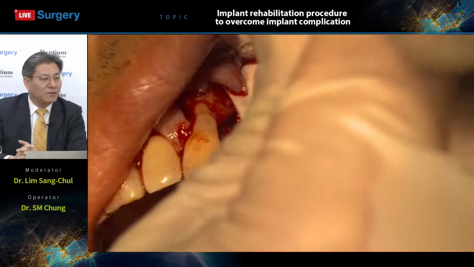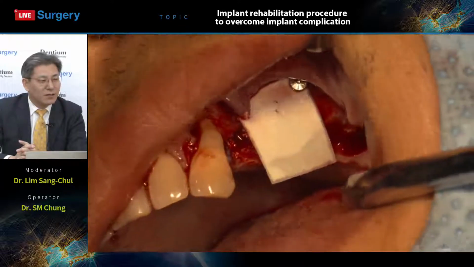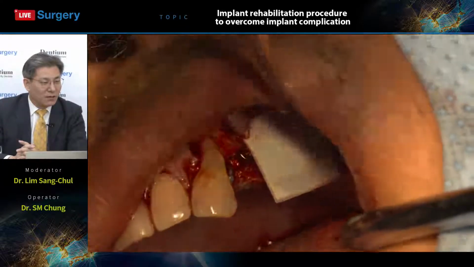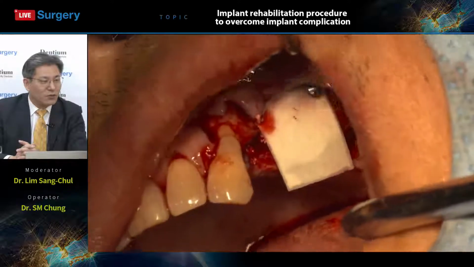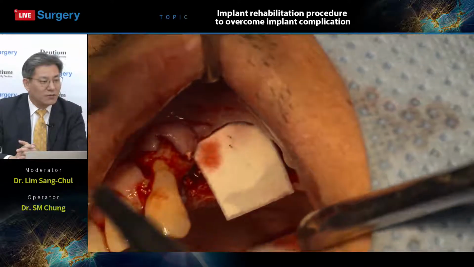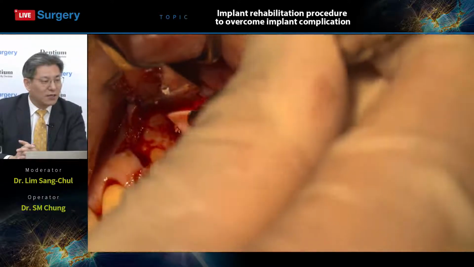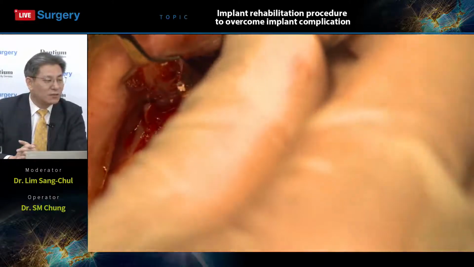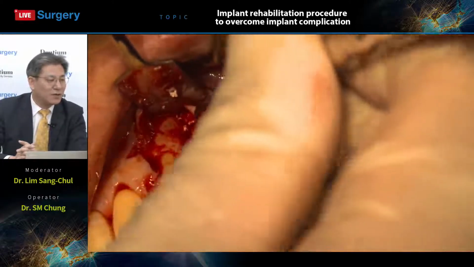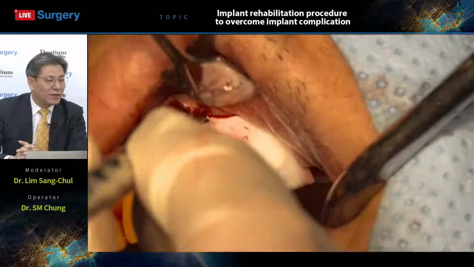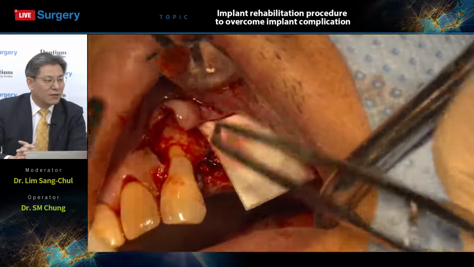Okay, a 2.5 millimeter pin is used. First one, and then try again. Try one more, at the mesial part of the membrane. Okay.